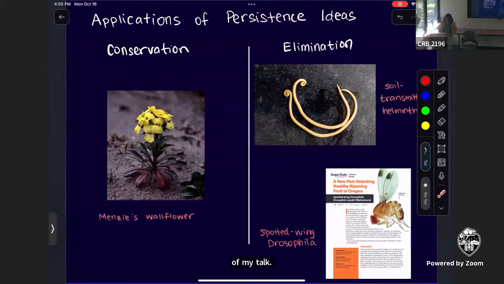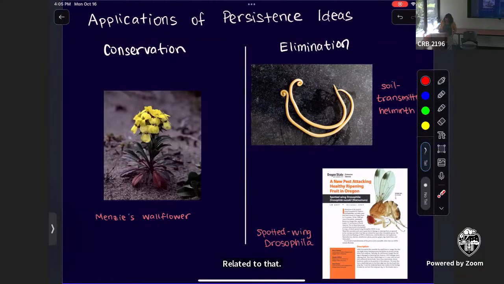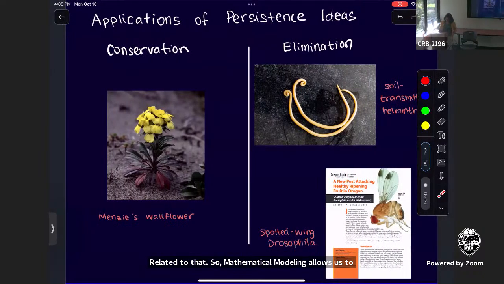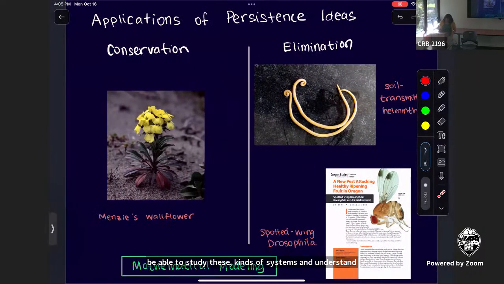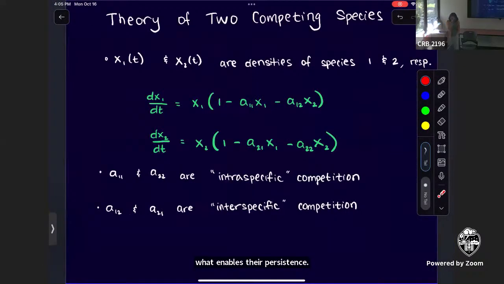Mathematical modeling allows us to study these kinds of systems and understand what enables their persistence. Some of the earliest work on understanding persistence comes from a classical example of 2 competing species. This is a textbook example that one might be familiar with from a theoretical ecology class. So here is the model.